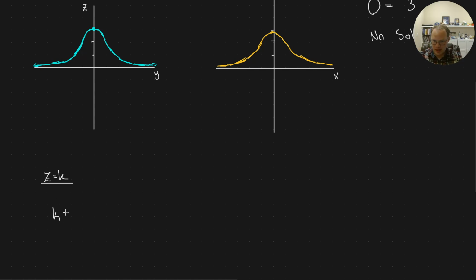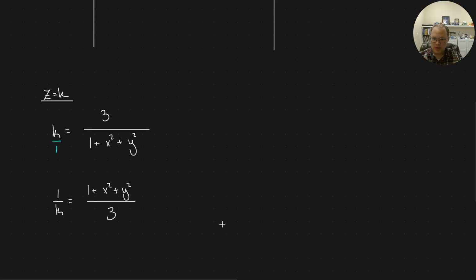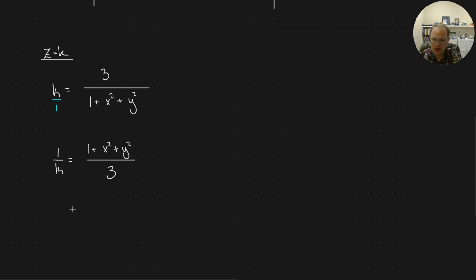All right, so we have k equals 3 over 1 plus x squared plus y squared. I don't like my variables in the denominator there, so I'm just going to flip both sides of this fraction. This is really k over 1. So if I flip both sides of the equation, I get 1 over k on the left and 1 plus x squared plus y squared over 3 on the right. Multiply 3 to the other side.